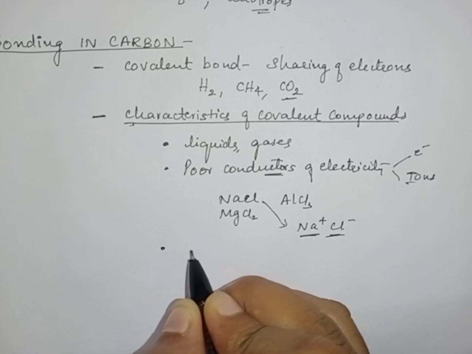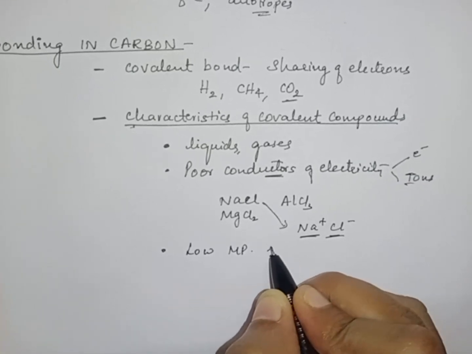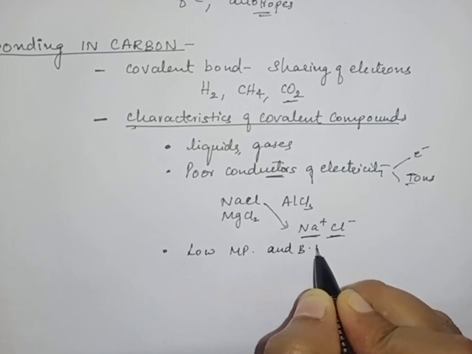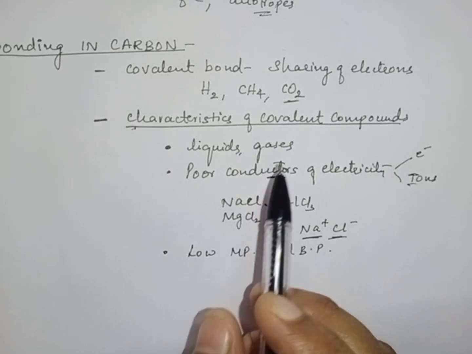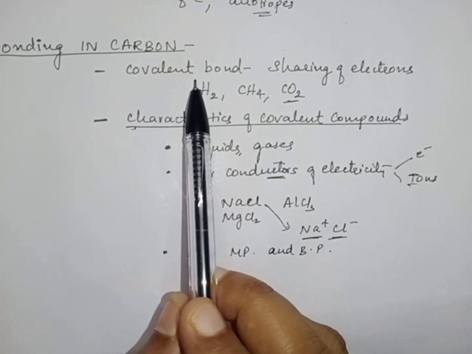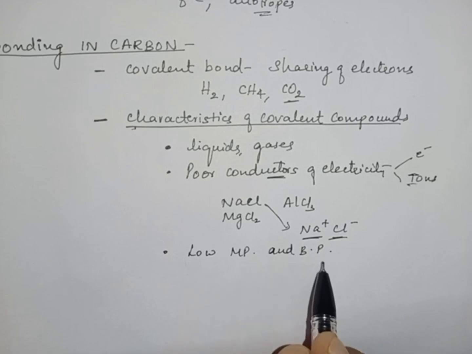Next, they have low melting point and boiling point. Why is it called low melting point and boiling point? Consider, children, covalent bond is a strong bond. It is not a weak bond. But why is the melting point and boiling point low?